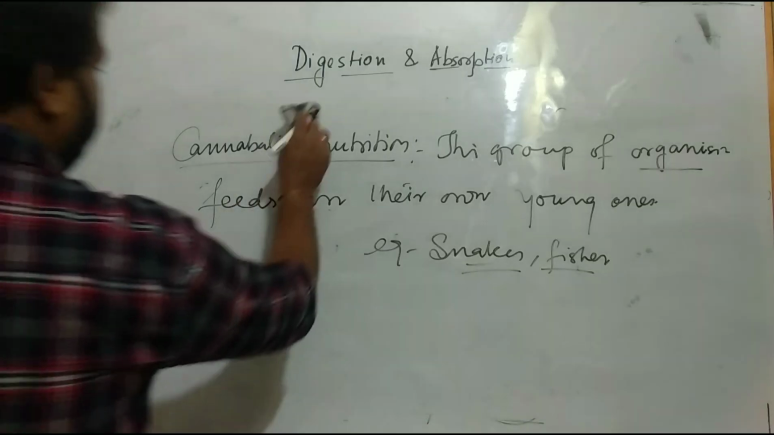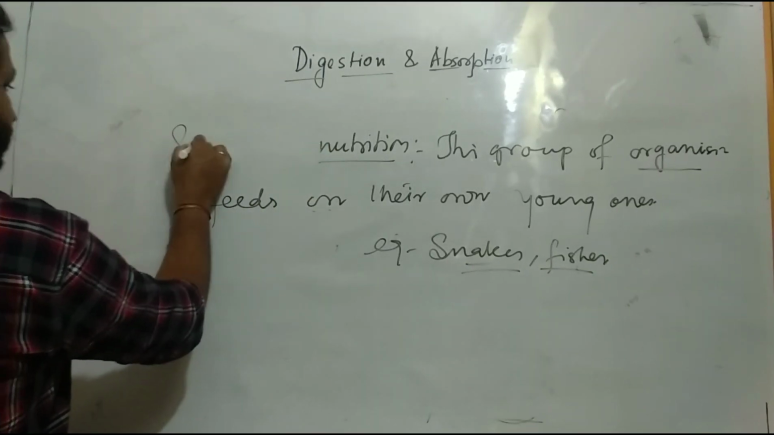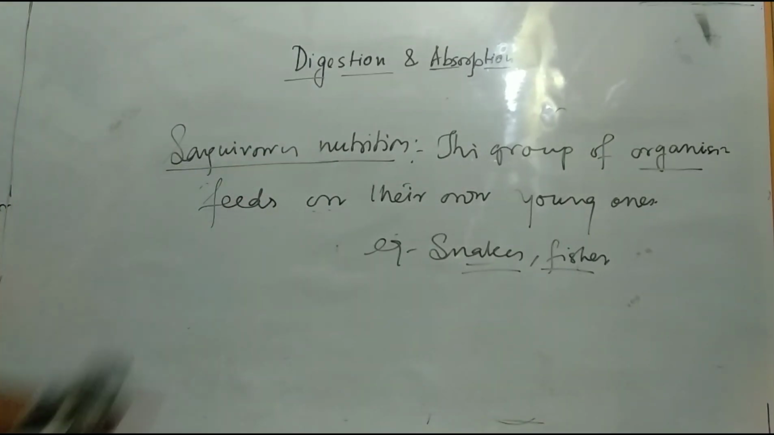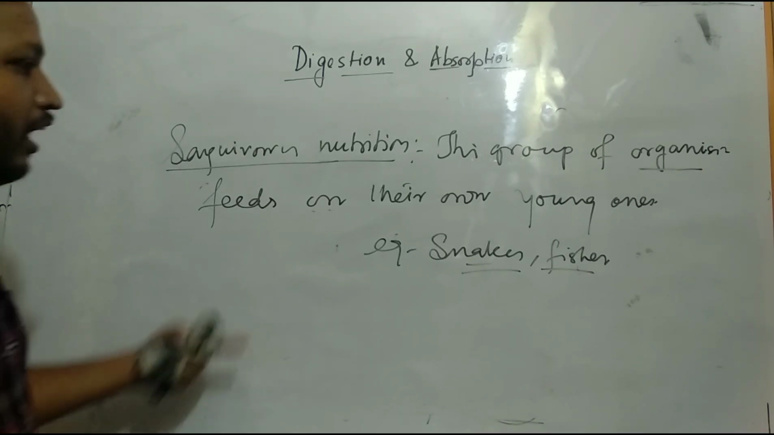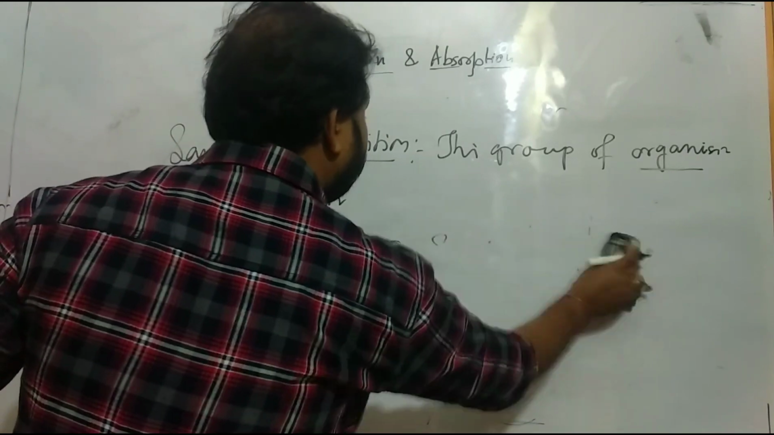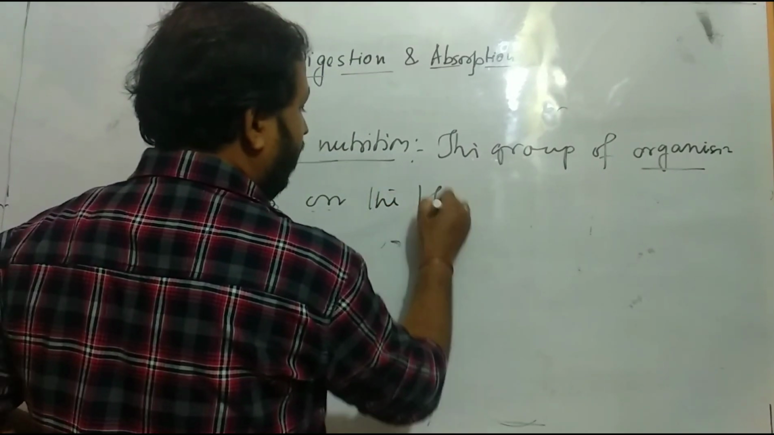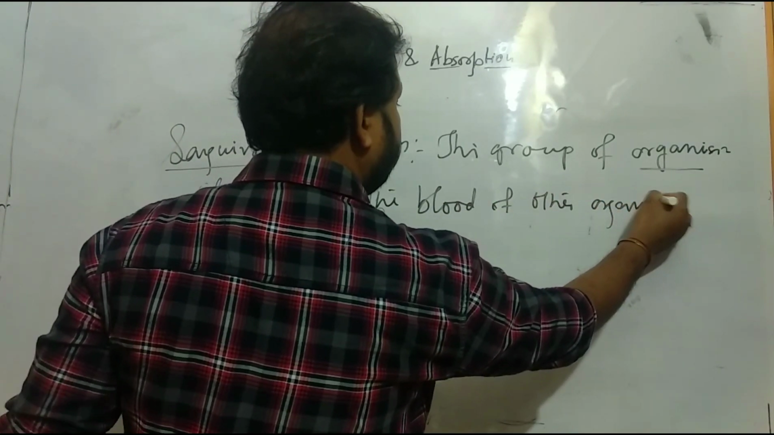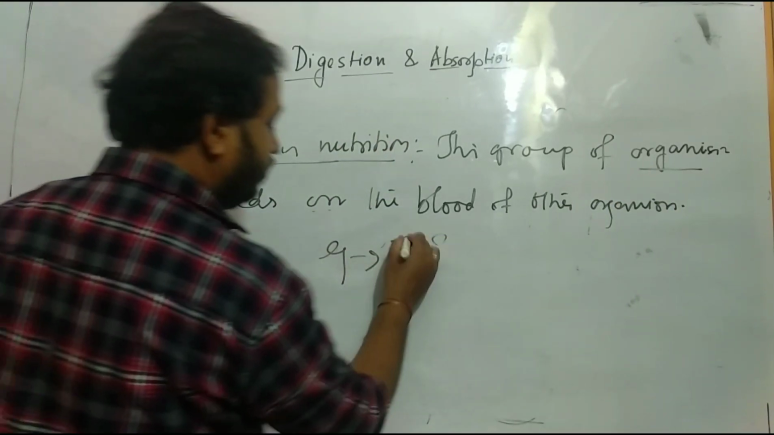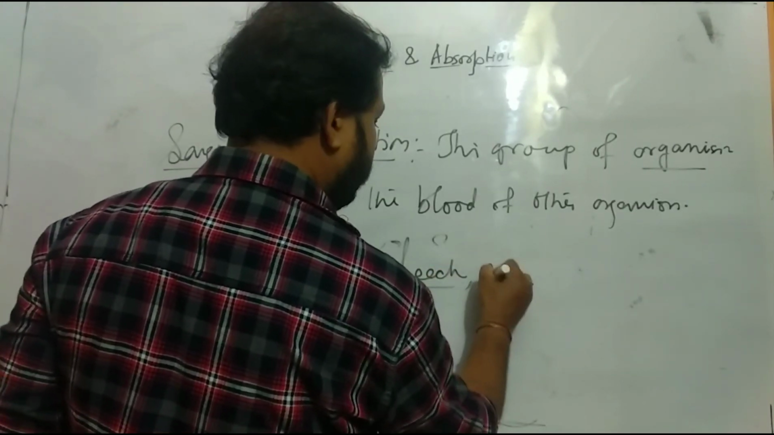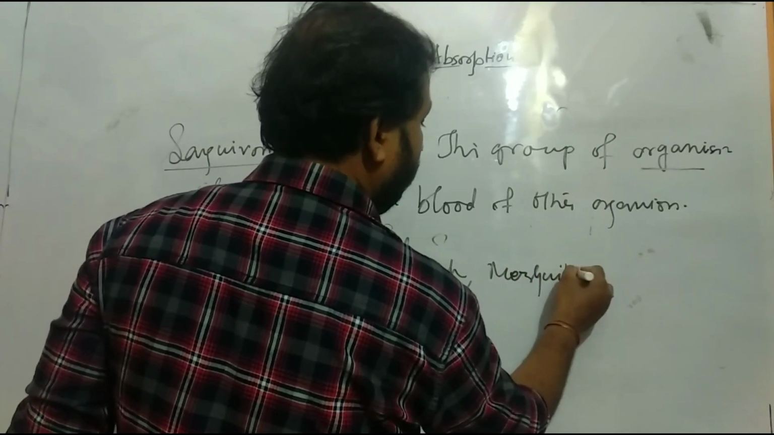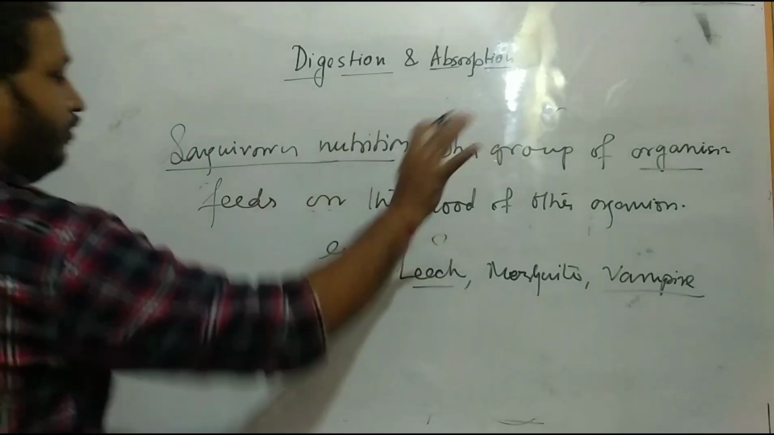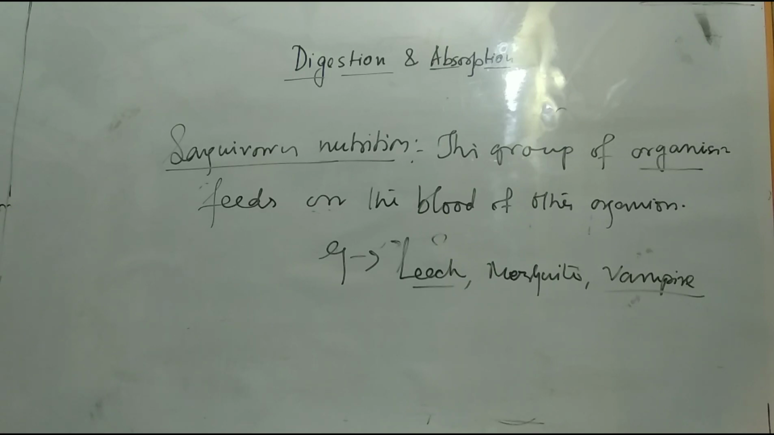Next type is sanguivorous nutrition. You see, this group of organisms feeds on the blood of other organisms, or you can say the host. Example, very common is leech, then mosquito, or vampire bat. So this group of organisms feeds on the blood of other organisms.